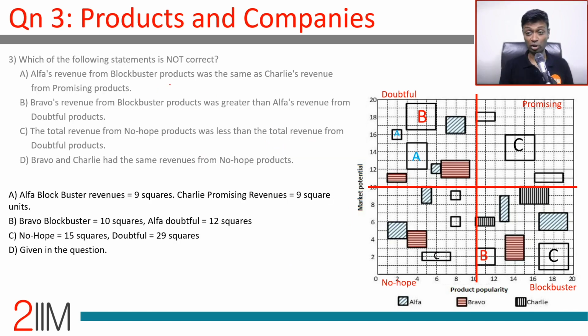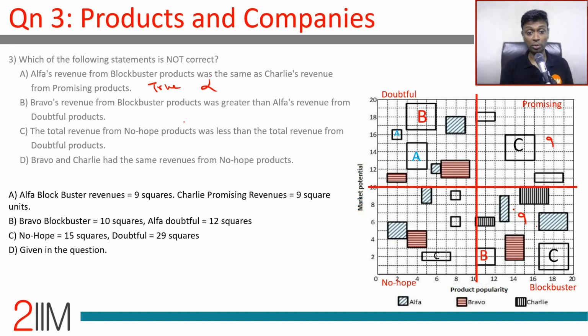Which of the following statements is not correct? Alpha's revenues from Blockbuster product was same as Charlie's revenue from Promising products. Alpha Blockbuster. Alpha is blue, Blockbuster 3 plus 6, 9 units, 9 squares. Charlie from Promising products is 3 by 3, 9. This is indeed correct. So this is true. This is not our choice then.